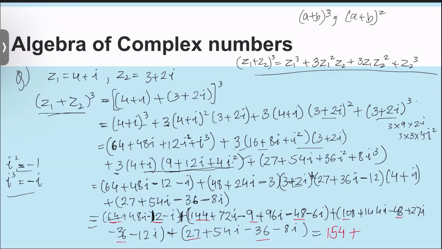You take plus outside. So now you have all the i's. Okay, so i's, we take all the imaginary units. Okay, so you have 48 minus 1, okay, i over here. Then you have plus 72 and you have plus 96 and then you have minus 6. Then you have plus 144, okay, plus 27, and then you have minus 12, and you have plus 54, and then you have minus 8. Okay, the last one is minus 8. So now you get 414i. Okay, so this is the correct solution for this.